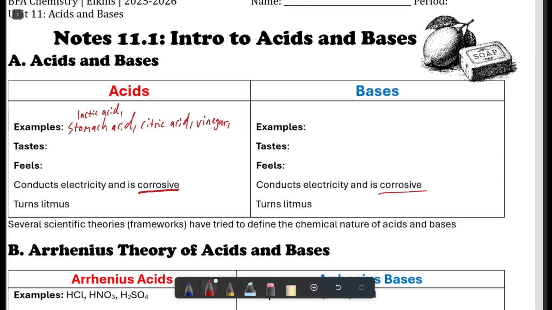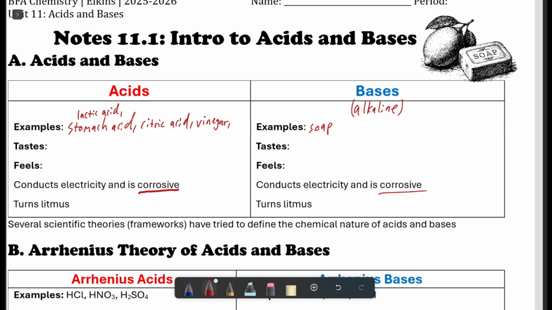All right, bases. Examples of bases. Do you know what bases are? Alkaline. The alkaline stuff. Yes, that is a word that we use to describe bases. Yeah? Soap. Soap is basic. When soap interacts with your skin, it might not feel corrosive, but it is actually interacting and tearing apart some of the fats on your skin. So that is part of what's happening.